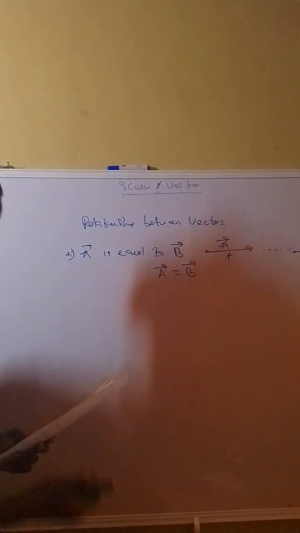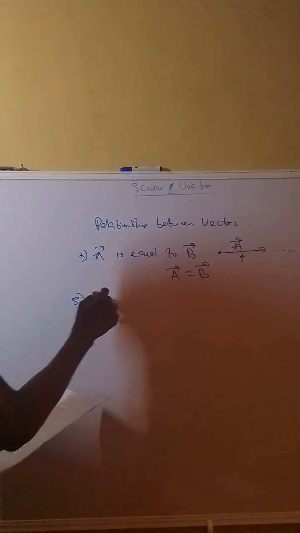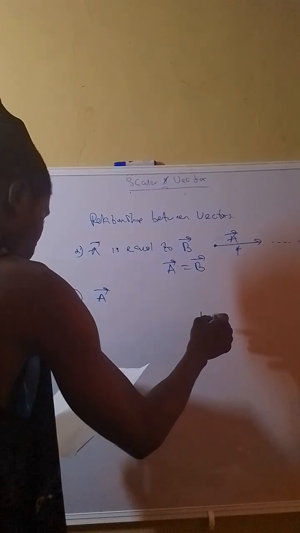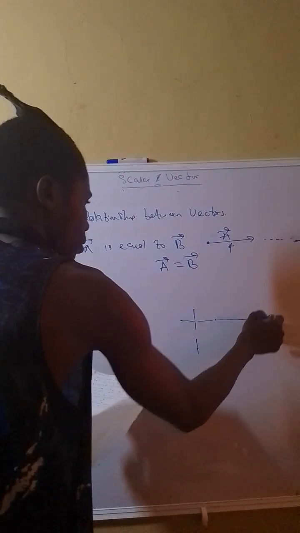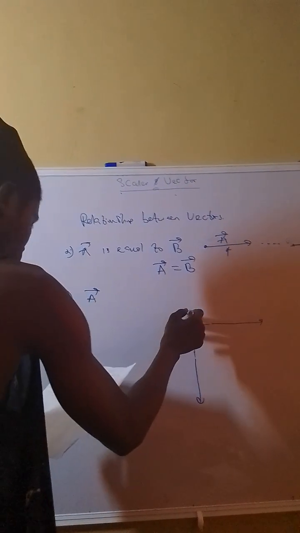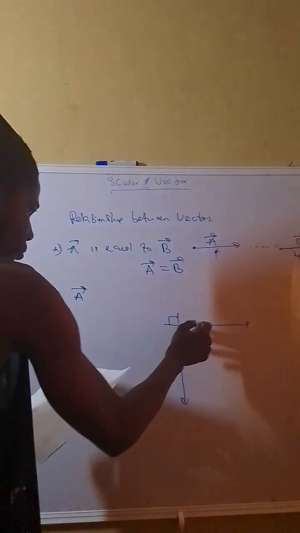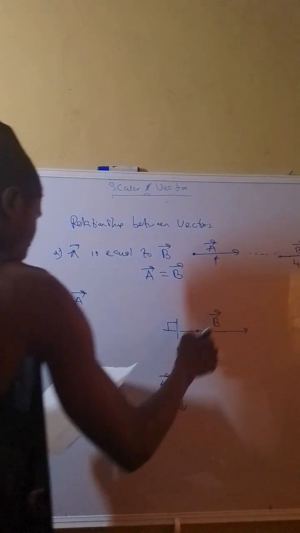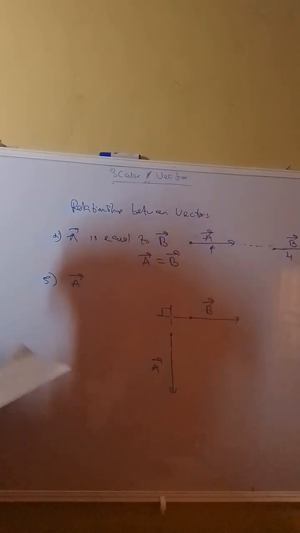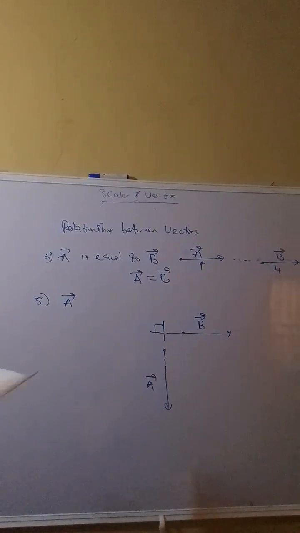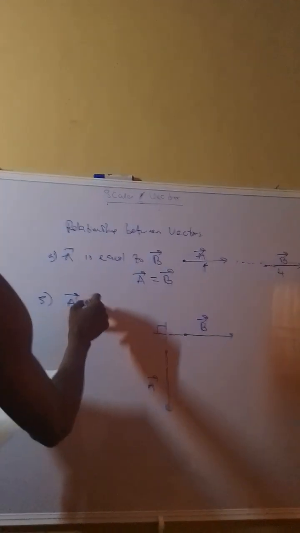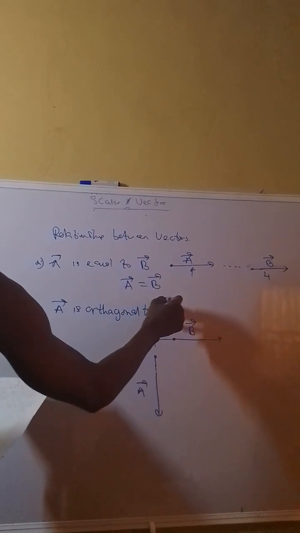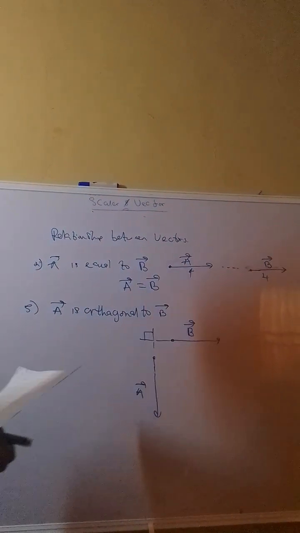Now the fifth one is that whenever I have something like this, you know what I'm talking about already. This is vector A, and this is vector B. Now if they should have the same distance, are you with me? If they should have the same distance, they call this orthogonal vector. That is, A is orthogonal to vector B. So they are called orthogonal vectors.